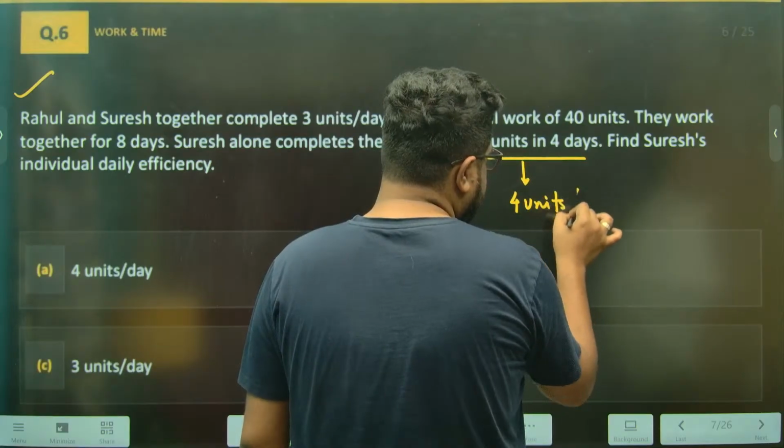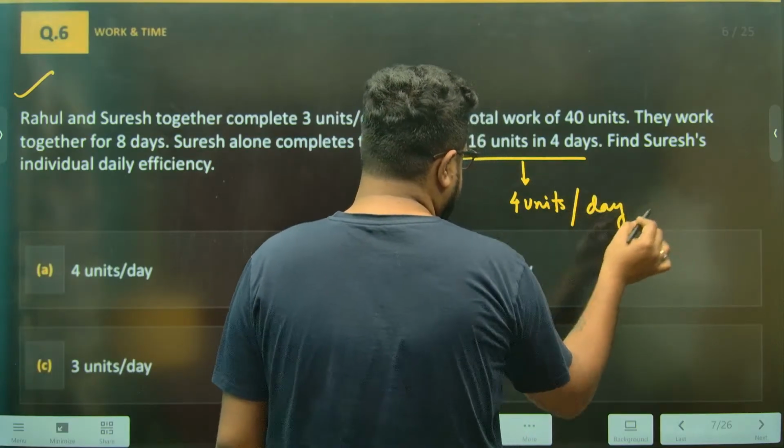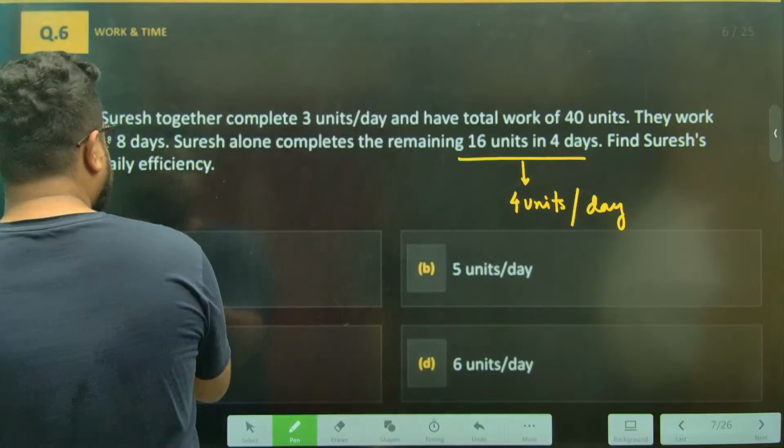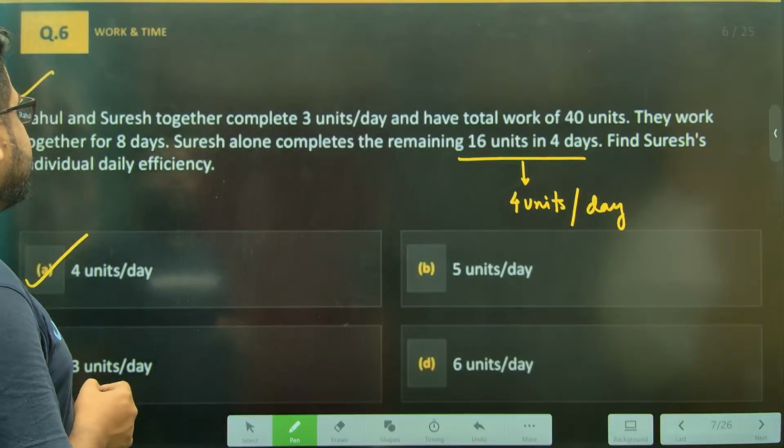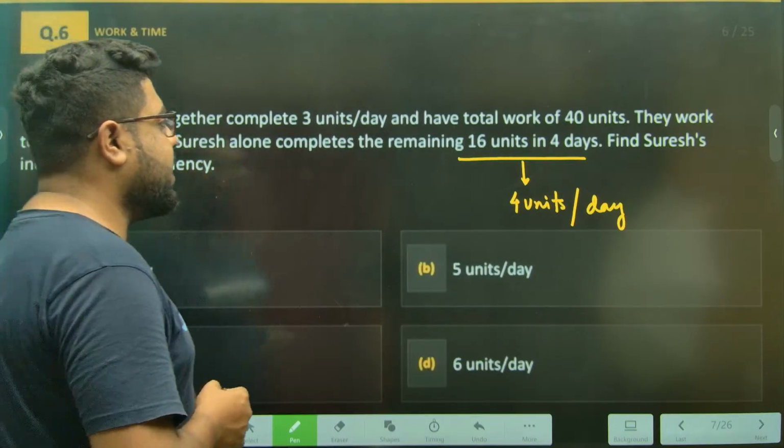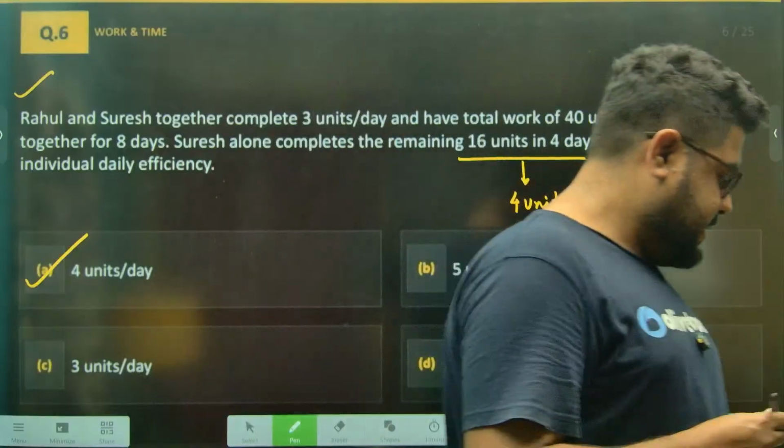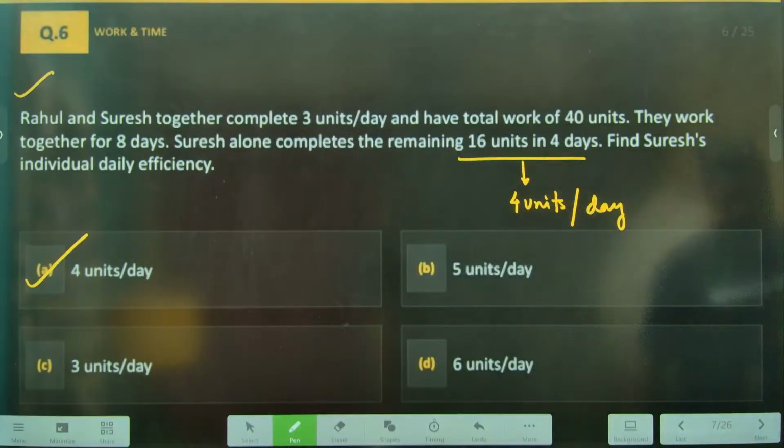I don't need the initial information to solve anything. Sir, option A is the correct answer. But the problem is, that means Rahul has a kind of negative work efficiency. Rahul's efficiency is negative then.